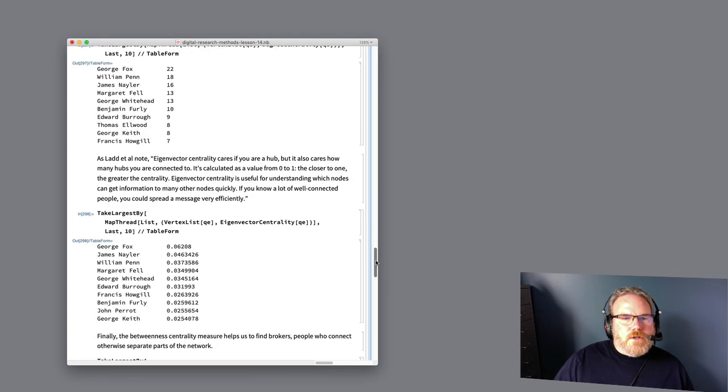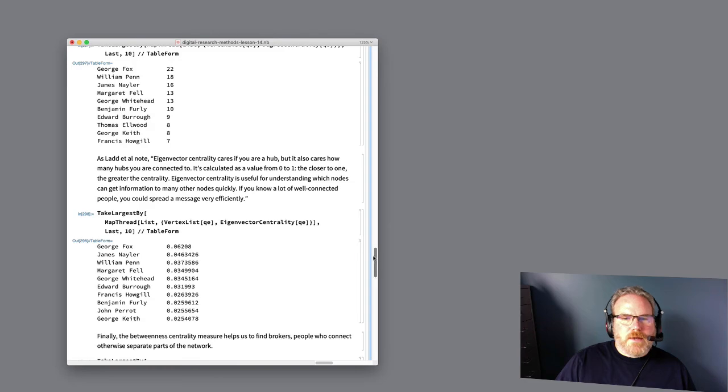There's also a measure called eigenvector centrality. Let me read this again from the tutorial. Ladd and colleagues note, eigenvector centrality cares if you're a hub, but it also cares how many hubs you're connected to. The closer to one, the greater the centrality. So this measure is useful for understanding which nodes can get information to other nodes quickly. If you know a lot of well-connected people, you can spread a message very efficiently.